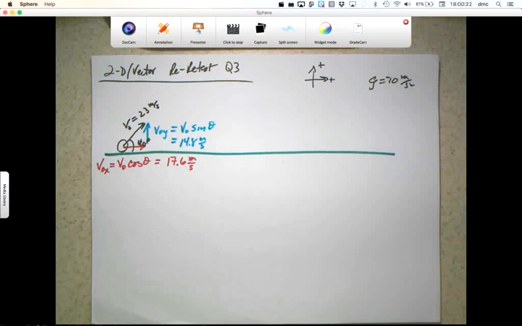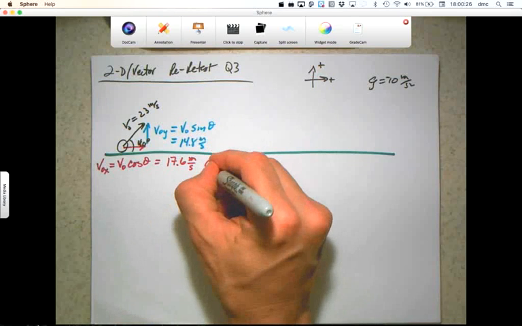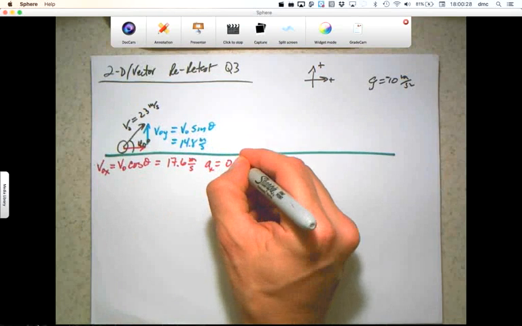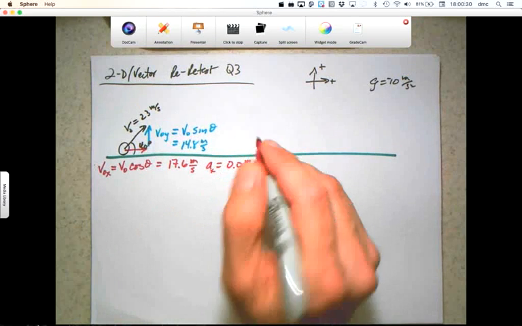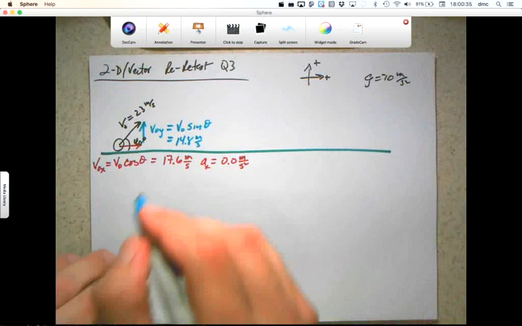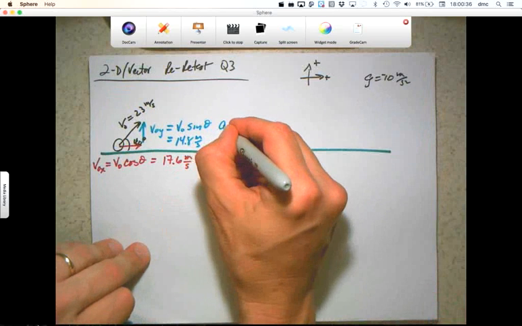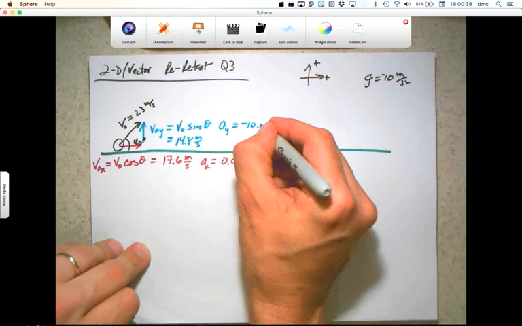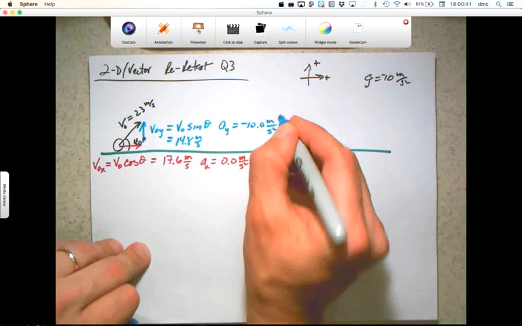Oh, I left out the horizontal and vertical accelerations. The horizontal acceleration is 0 meters per second squared, because it's not accelerating horizontally, and the vertical acceleration is negative 10.0 meters per second squared. All right.